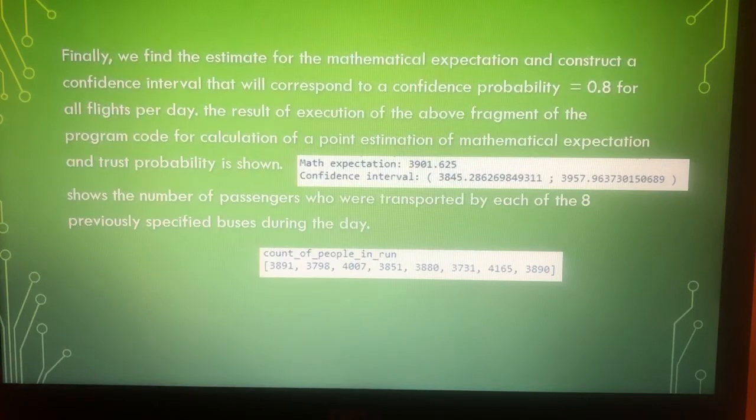Finally, we find the estimate for the mathematical expectation and construct a confidence interval that will correspond to the confidence probability 0.8 for all flights per day. The result of the execution of the above fragment of the program code for calculation of the point estimation of the mathematical expectation is shown. Also, it shows the number of passengers who were transported by each of 8 buses during the day.